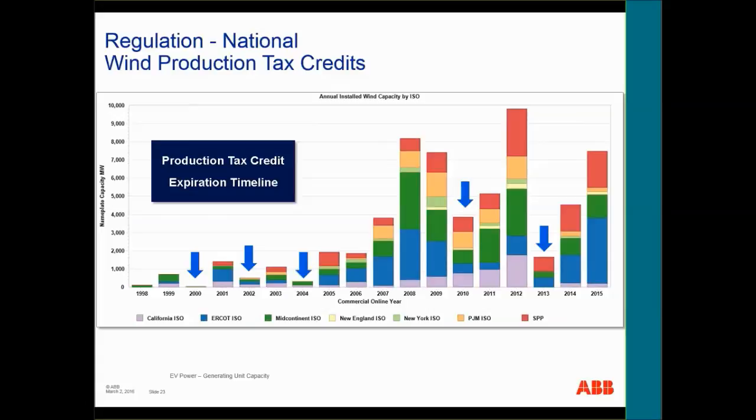The PTC, for those of you that don't know, basically it provides about 2.5 cents per kilowatt hour for every kilowatt hour that is sold onto the grid from wind energy.